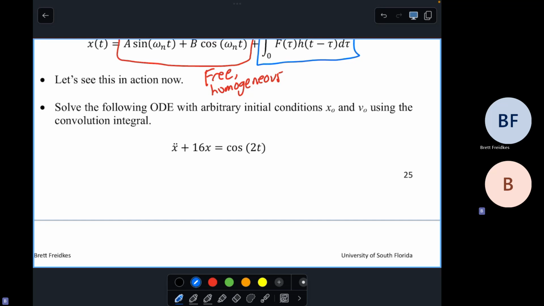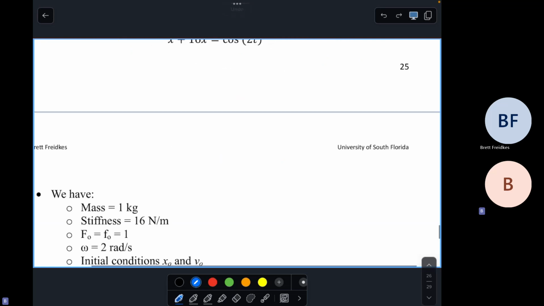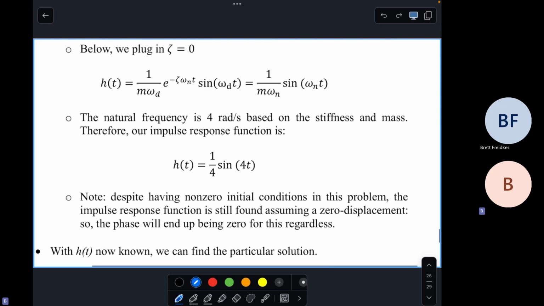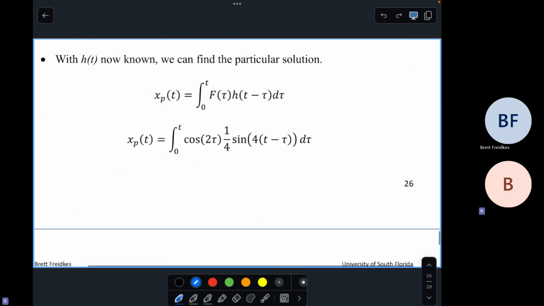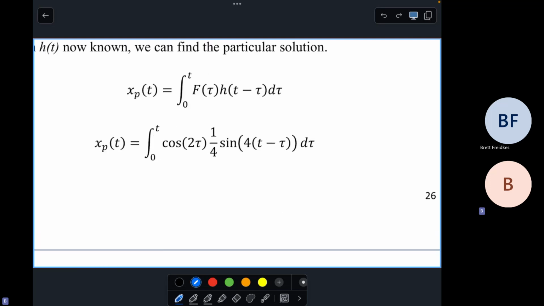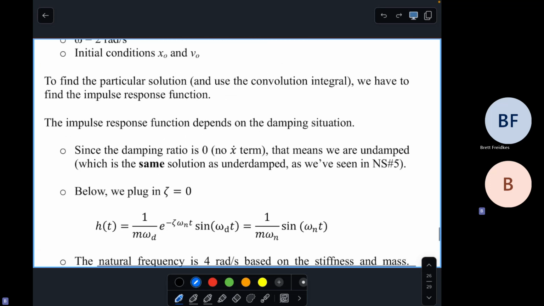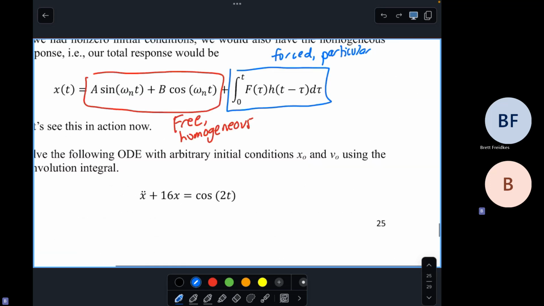So I do this example here where I give you cosine of 2t, which you could solve using the stuff we learned for exam 2, complex response, or assume a solution for the particular. But I told you I wanted you to use convolution. And so we integrated cosine of 2t. H of t, F was given. This is f of t.